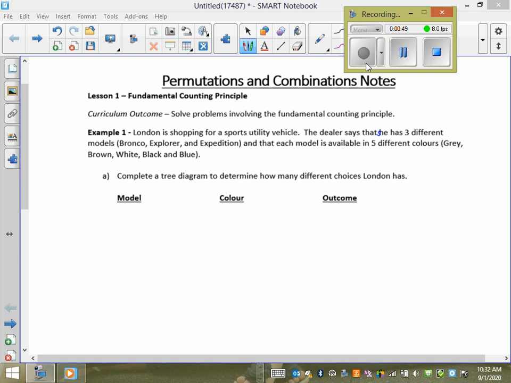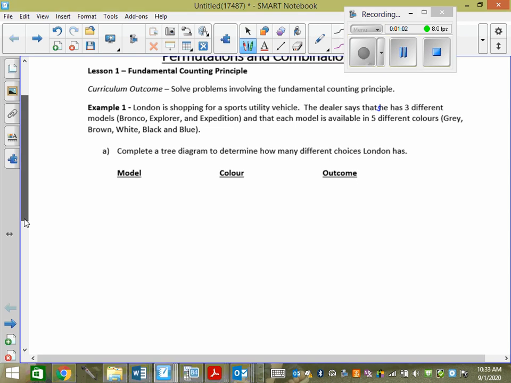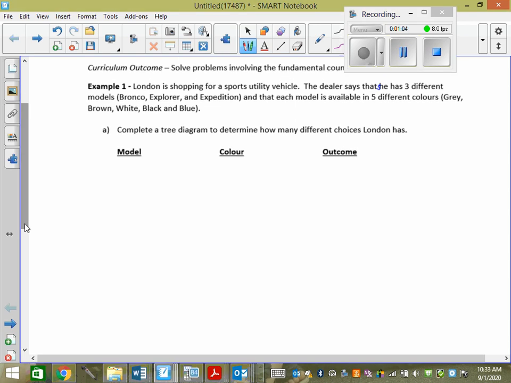But she has 3 different models, Bronco, Explorer, and Expedition, and each model is available in 5 different colors: gray, brown, white, black, and blue. So we're going to do a tree diagram to show all the different outcomes that we could come up with, all the different types of cars that London could buy.